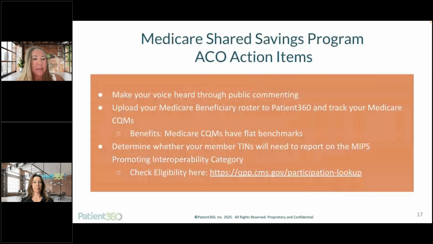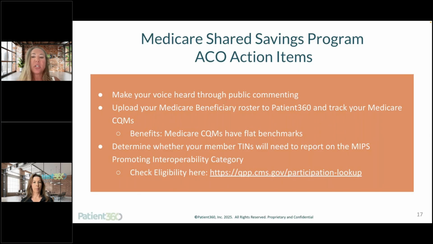So next slide. What are our action items? What can we do now to be prepared for 2026 if we're an MSSP ACO, and also to be successful with our data here in 2025? First of all, make your voice heard through public commenting. Following the formal public commenting process, and we're going to detail that at the end, you're going to get to just plug and play, which is great. You're not going to have to construct anything. We've kind of laid it out all for you. That's going to be the best way to influence CMS to consider and possibly act upon your position.